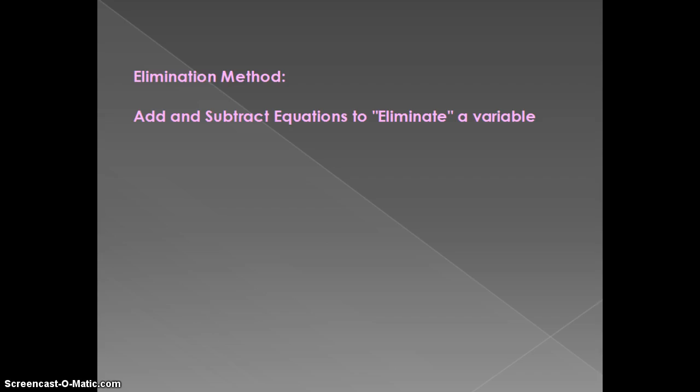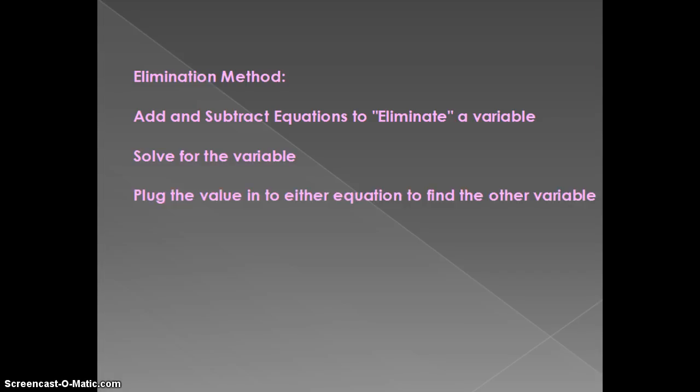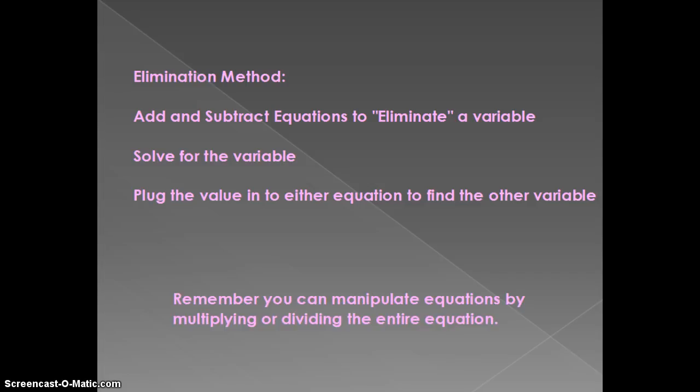Quick review. Elimination method. We add and subtract equations to eliminate a variable. Solve for the variable that we have left, and then plug that variable in to get the value of the other variable, the variable that we eliminated. And remember, you can manipulate equations any way you want, simply by multiplying or dividing the entire equation.